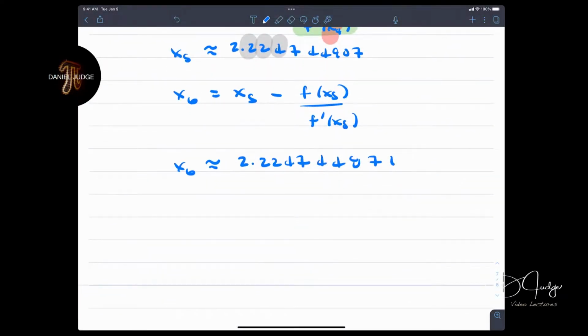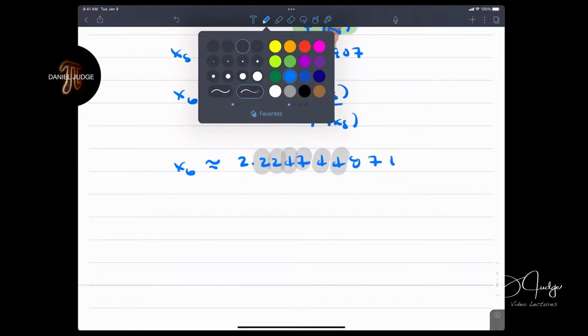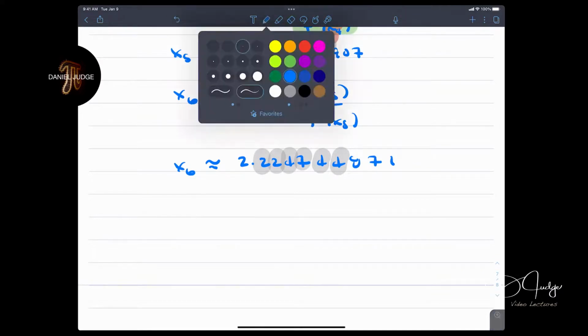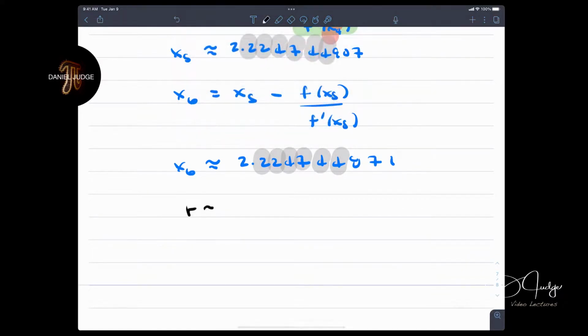And then now let's start to compare. 1, 2, 3. So 2, 2, 2, 2, 4 so far is duplicated here. So is 7. So is 4. And so is 4. And so we say that's 1, 2, 3, 4, 5, 6. We are at 6 digits. So this is accurate to within 6 digits. So we're ready to draw our conclusion.